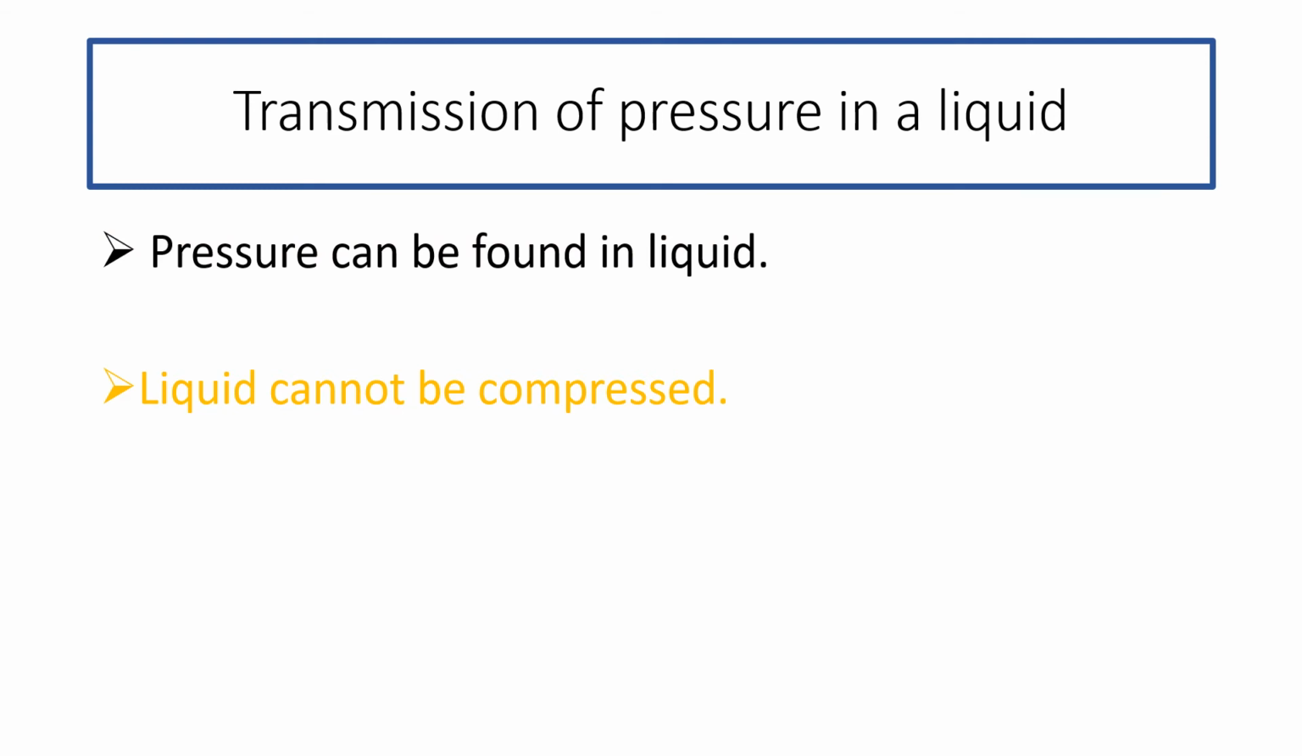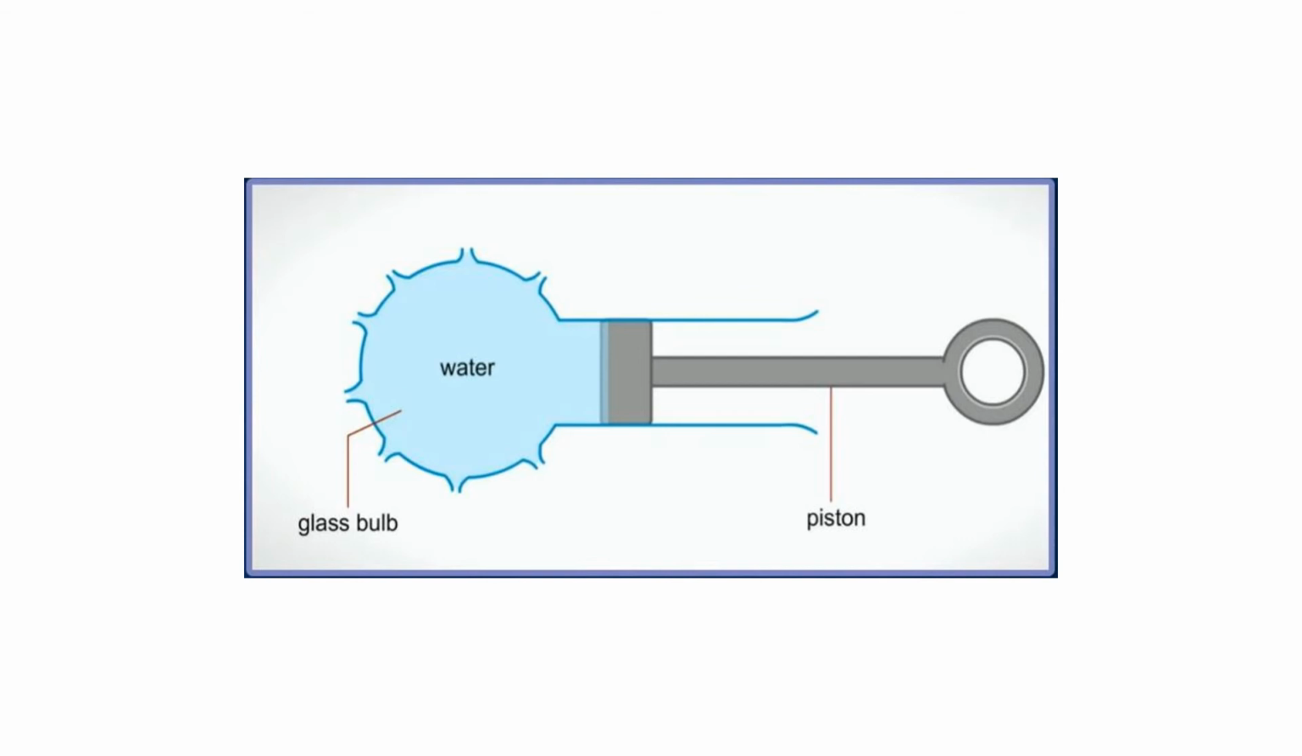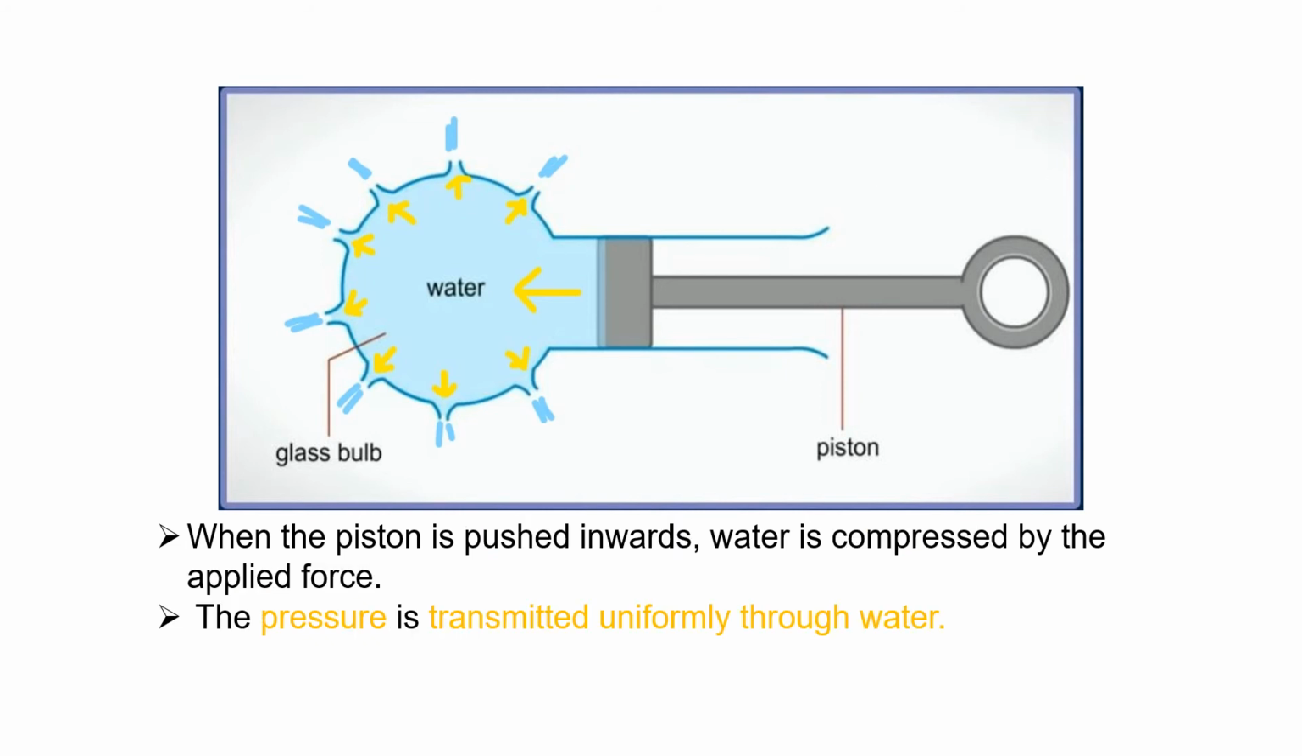Due to the difficulty in compressing liquids, the pressure exerted on a liquid would be transmitted to all parts of the liquid. The following figure shows the apparatus that is used to transmit pressure uniformly through water. When the piston is pushed inwards, water is compressed by the applied force. The force of compression per unit surface area gives rise to pressure exerted on the water. Since the volume of the liquid is fixed, the applied pressure is transferred evenly in all directions in the liquid.